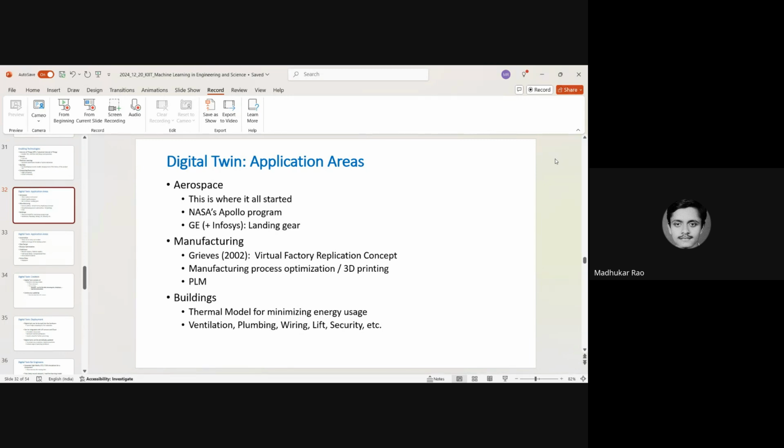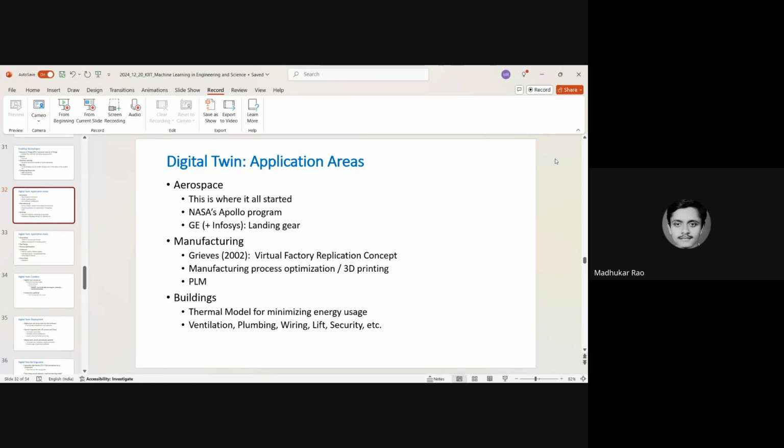So a mock-up, a physical mock-up, or a digital twin, because they duplicated all the computers on the craft inside that digital twin. And manufacturing, again, Greaves in 2002 came up with a digital twin, or the virtual factory concept, where all the manufacturing processes are replicated in a digital twin.